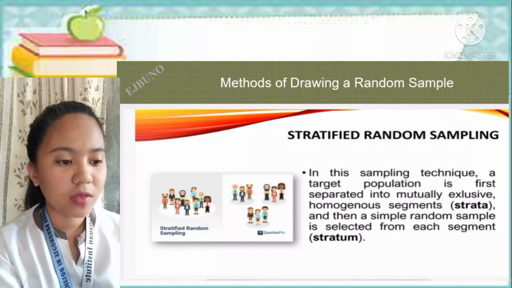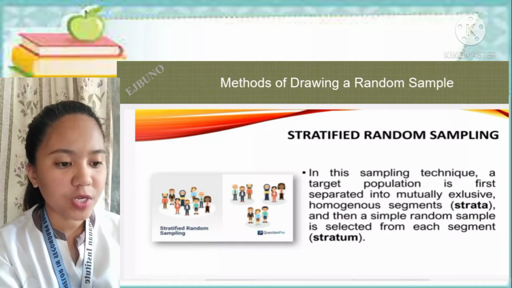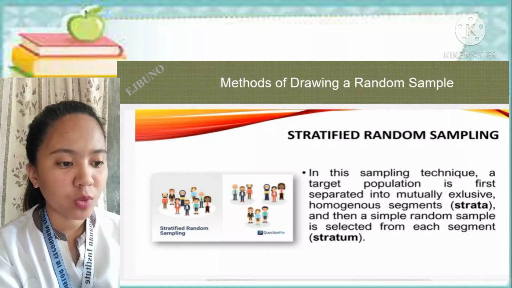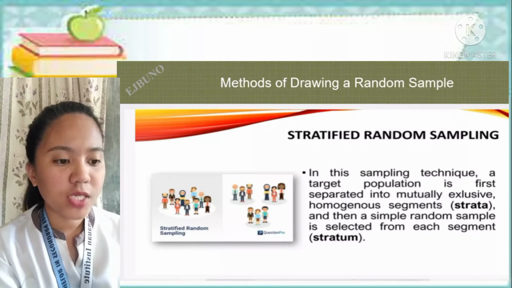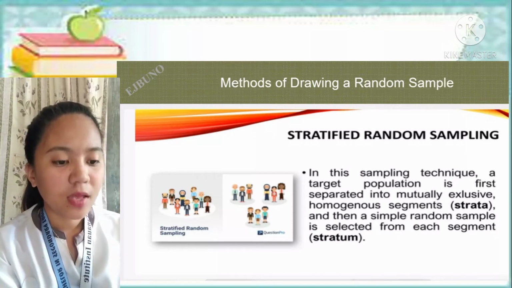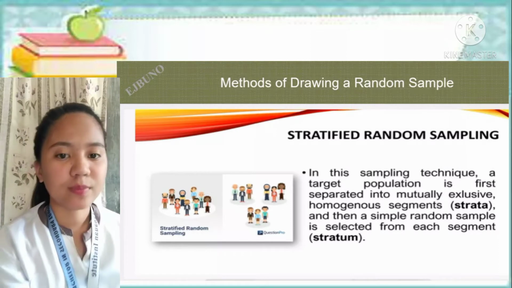Stratified random sampling. In this sampling technique, a target population is first separated into mutually exclusive, homogeneous segments or strata, and then a simple random sample is selected from each segment or stratum.